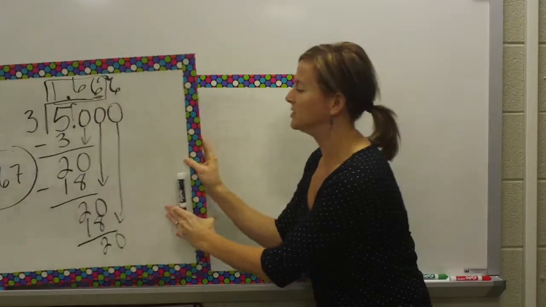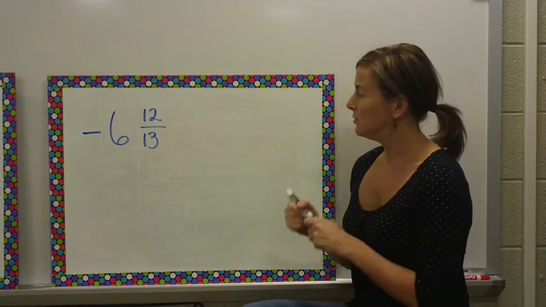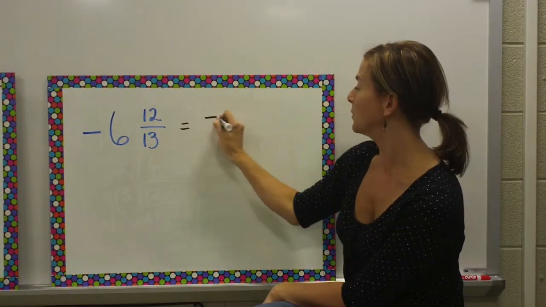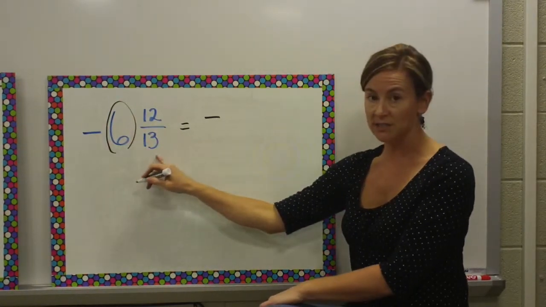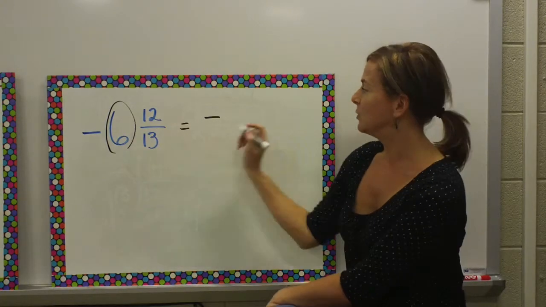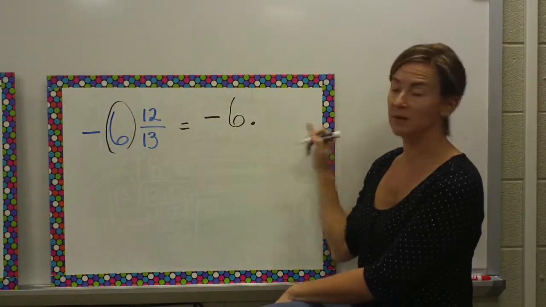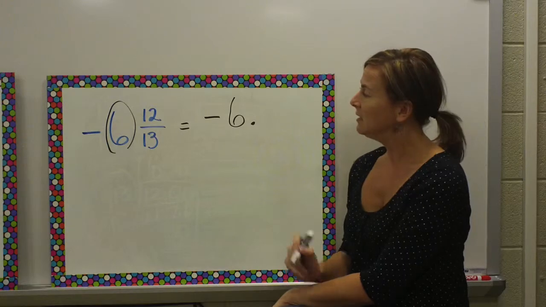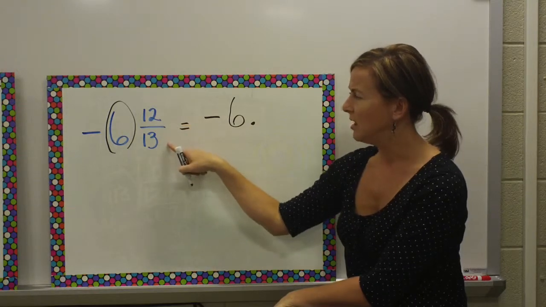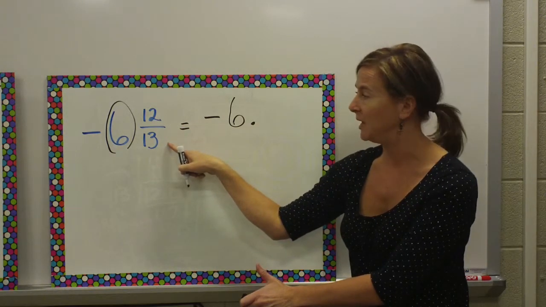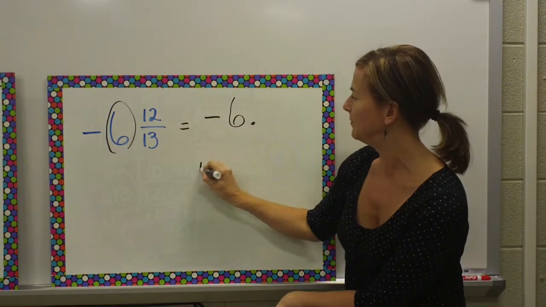All right, the last problem I want to show you is a negative 6 and 12/13. So I know my answer, again, is going to be negative. So I'm going to set that up right away so I don't forget. I also have a whole number with a fraction, so I know that my decimal is going to have a 6 as my whole number, and some part, whatever 12 over 13 will equal. Now again, using my reasoning skills, I know that 12 out of 13 has to be close to 1 whole, because 12 is almost all of 13. So let's see what this is going to equal.